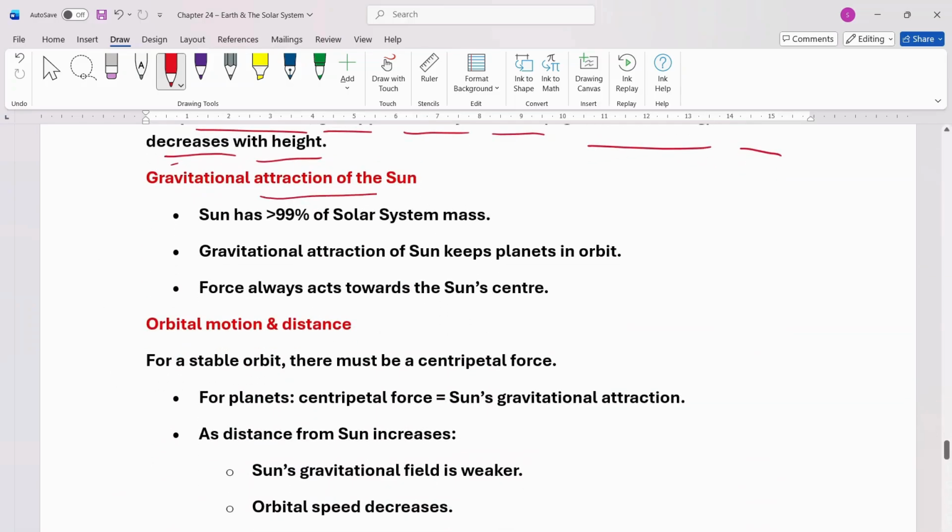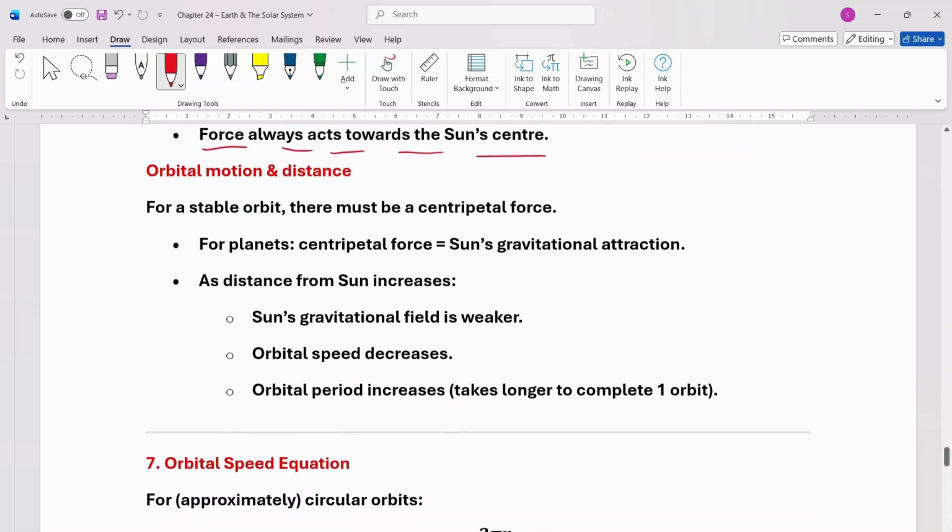Gravitational attraction of the Sun. The Sun has more than 99% of the solar system's mass. The gravitational attraction of the Sun keeps planets in orbit. The force always acts towards the Sun's center.